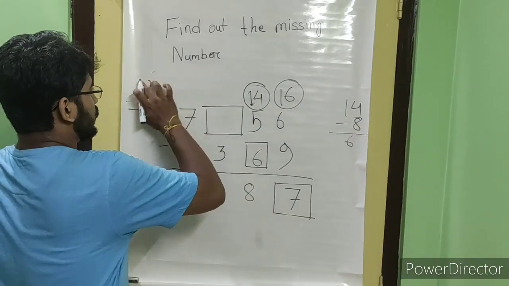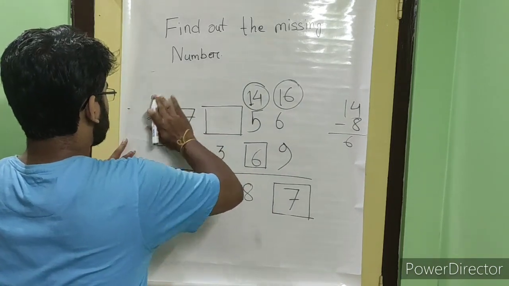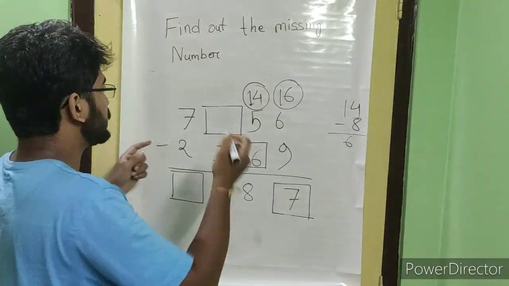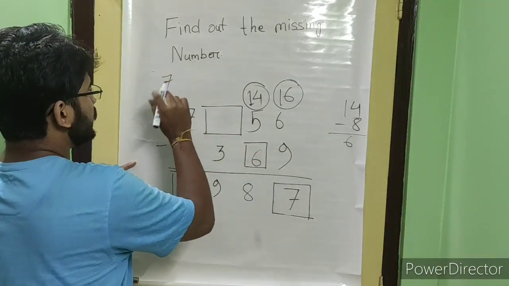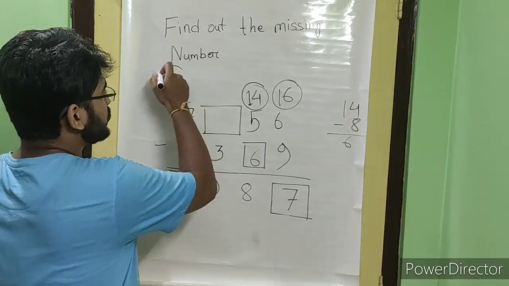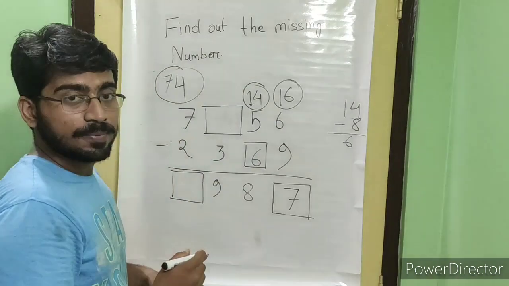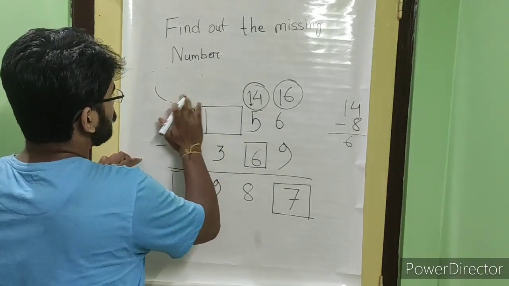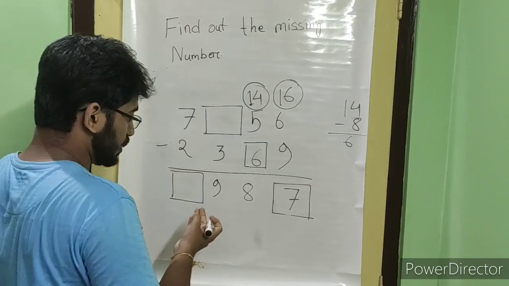So a single number is there. That means a one digit number is there. If we consider 7, then it is a one digit number. If we consider 74, it is a two digit number. So one digit number will be there. So what will be the one digit number? We need to find this.